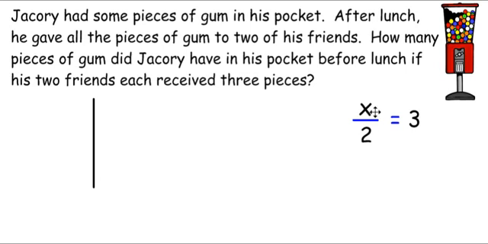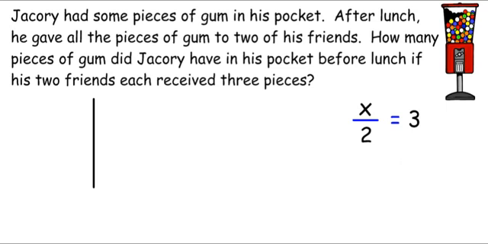X is the total number of pieces of gum Ja'Cory had at the start of the problem. 2 represents the number of friends he divided the gum between. And 3 represents the number of pieces of gum each friend received. X is our total amount, 2 is the number of groups, and 3 represents the number in each group.